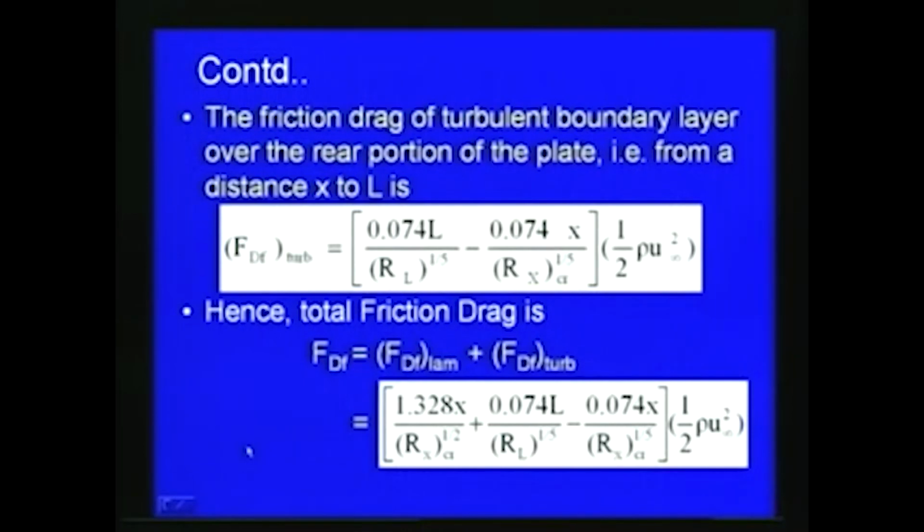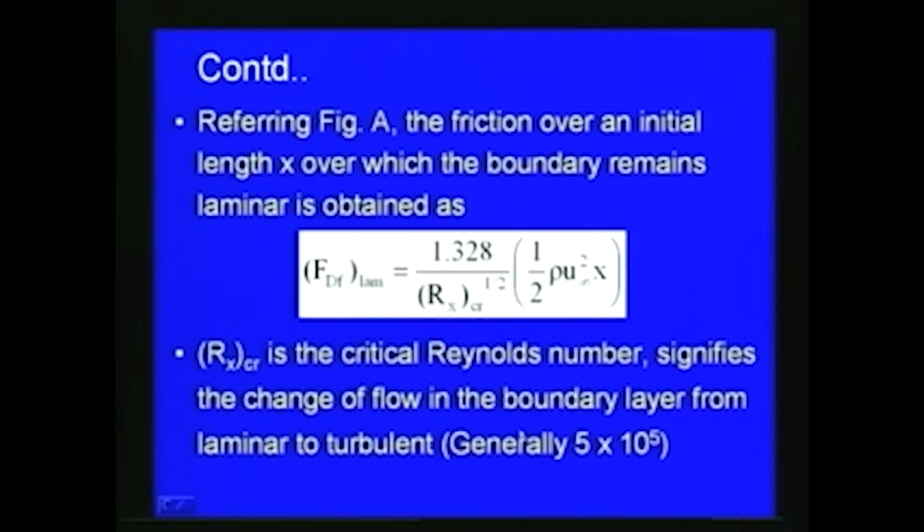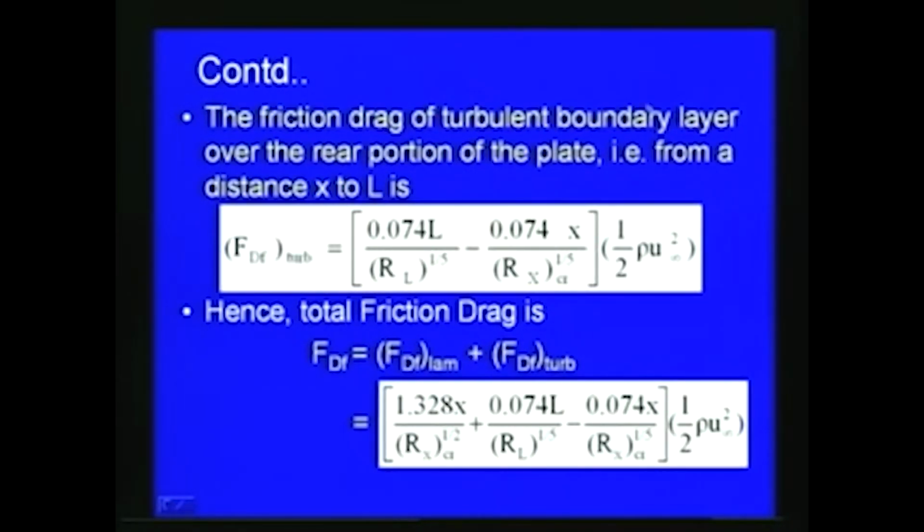Now, if we use this value 5 into 10 to the power 5, then we can show that the friction drag of the turbulent boundary layer over the rear portion of the plate, that is from a distance x to L, where this is the transition range and L is at this end, is FDF turbulent.